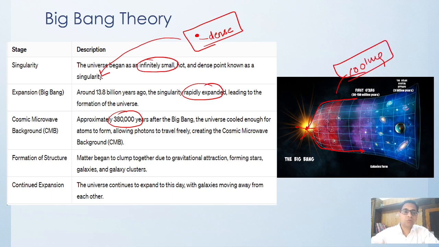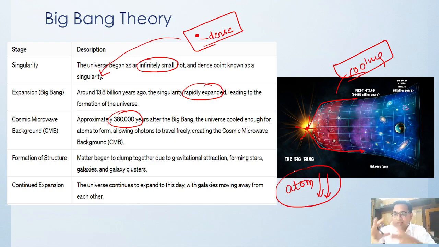The universe started cooling down, and because of the cooling, the energy of the atoms slows down. Because of that, the atoms and protons that were traveling freely started coming together, and they started making matter. So this matter clumps together due to gravitational attraction.